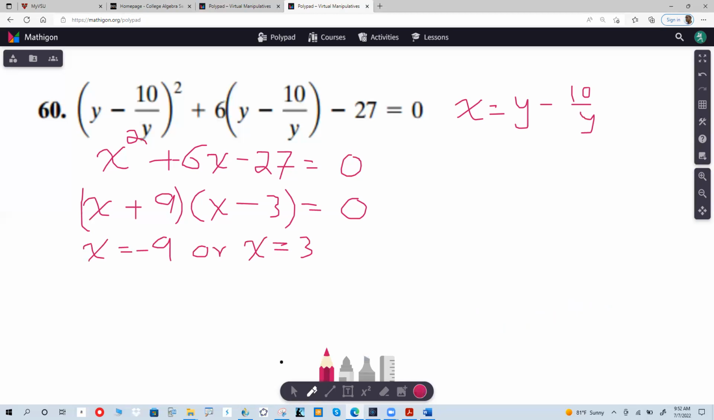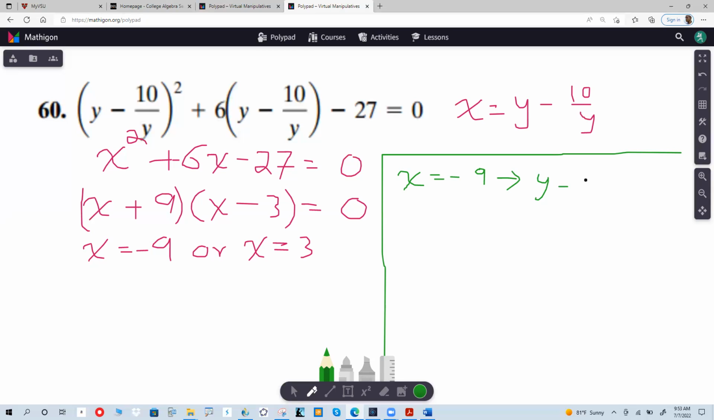So I have my first portion. The second portion will be done here. And yeah, the equation will look a little ugly. So I'm going to claim x is equal to negative 9 means or implies y minus 10 over y equal to negative 9. Okay, how do I solve this, guys?